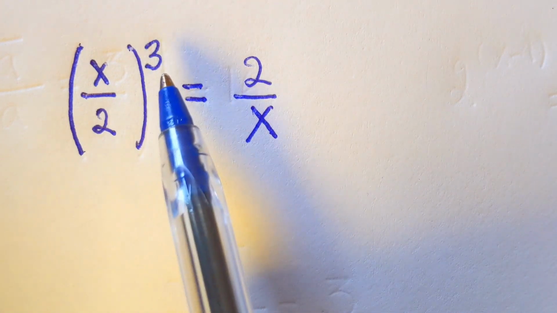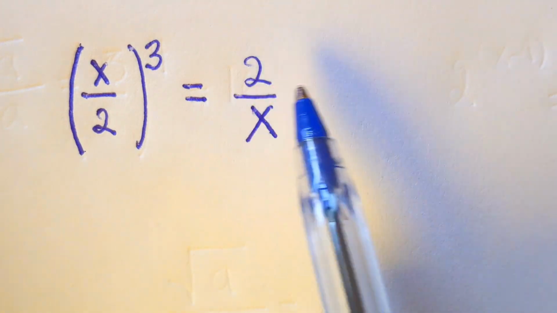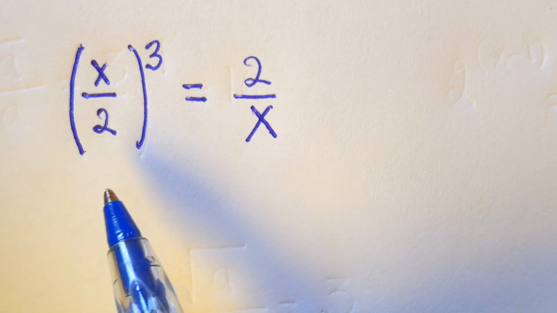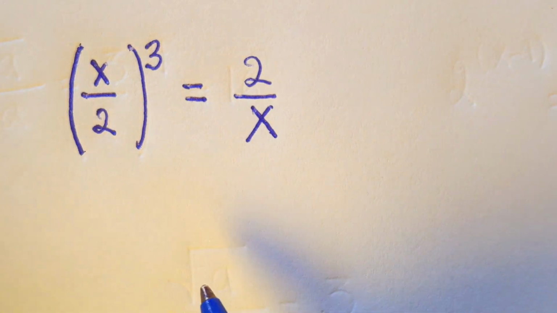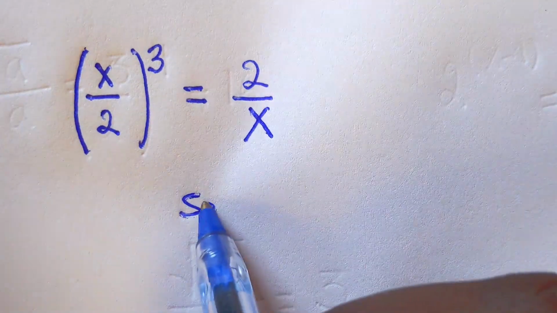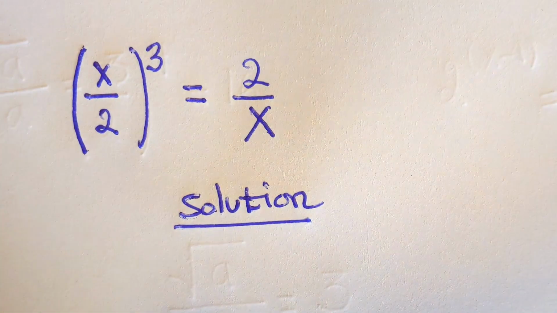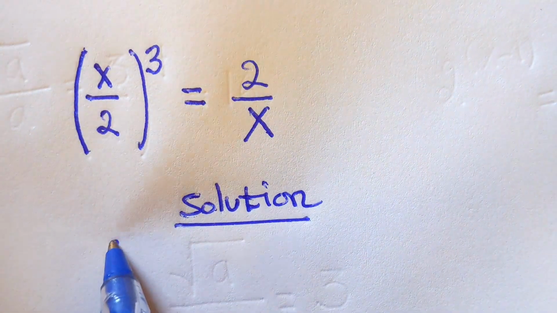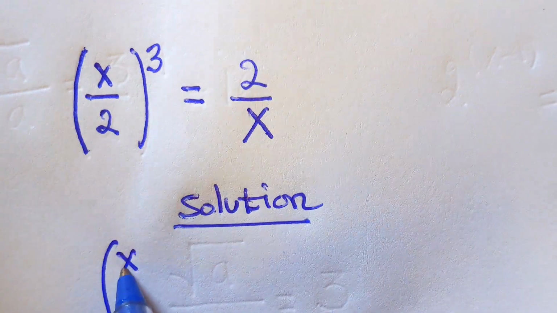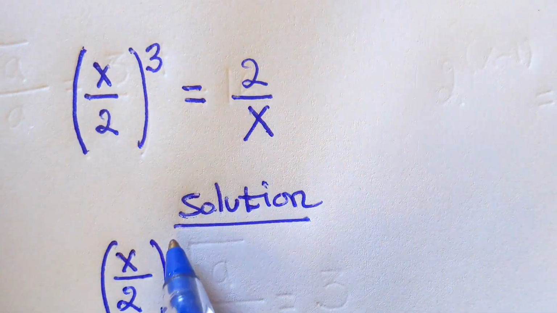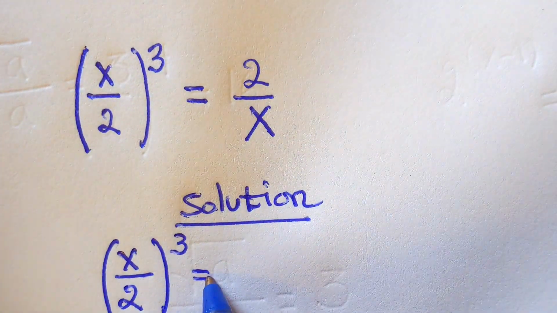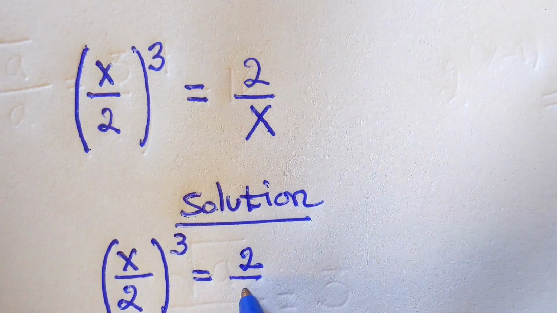Today's video we have been given a question: (x/2) raised to the power of 3 equals 2/x, and we are supposed to find the value of x. Let's provide the solution very quickly. The first thing here is to copy what we have: (x/2)^3 = 2/x.